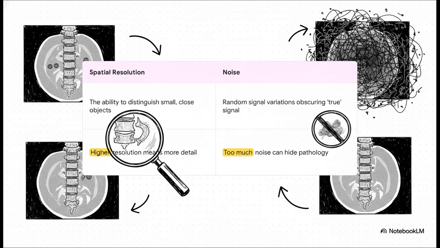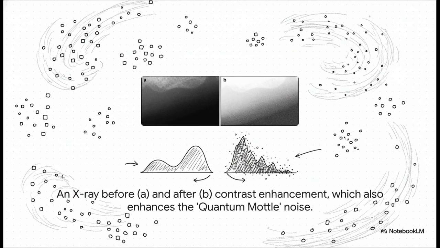Noise, on the other hand, is like static on the radio. It's random variation in the signal that isn't part of the true picture. If you have too much noise, it can completely hide what you're trying to see. And this is what noise looks like. This grainy pattern is called quantum mottle. It comes from the simple statistical reality that photons don't arrive at the detector in a perfectly even stream. When we enhance the contrast to see subtle details, like in image B, we also end up enhancing this underlying noise, making it much more visible.